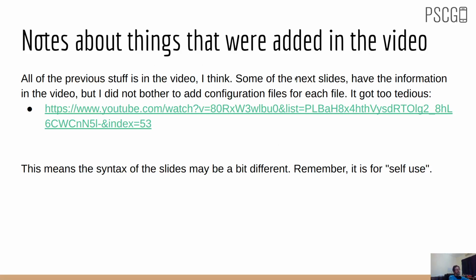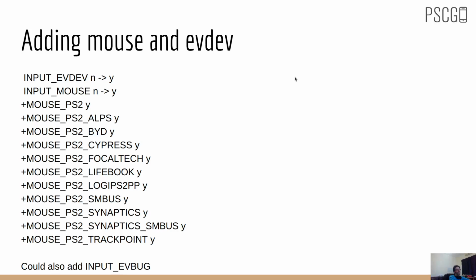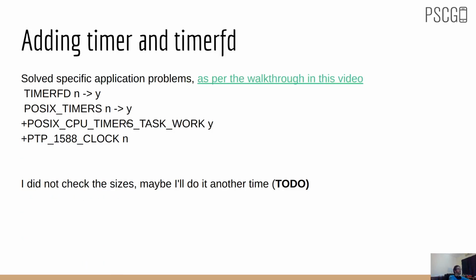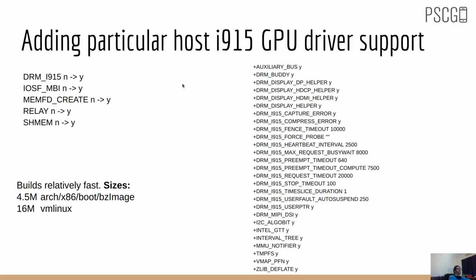Yeah, this is like a video where I say, okay, I'll stop documenting each thing. Adding mouse and fdev, I did it before the Qt, but also for Qt. So in summary, it was adding fdev and input mouse. This is what you get for free here. We added a timer and timer FD, I think, to fix some Qt things. Did not check the size either. And I actually already had this, so I don't know why the repetition.